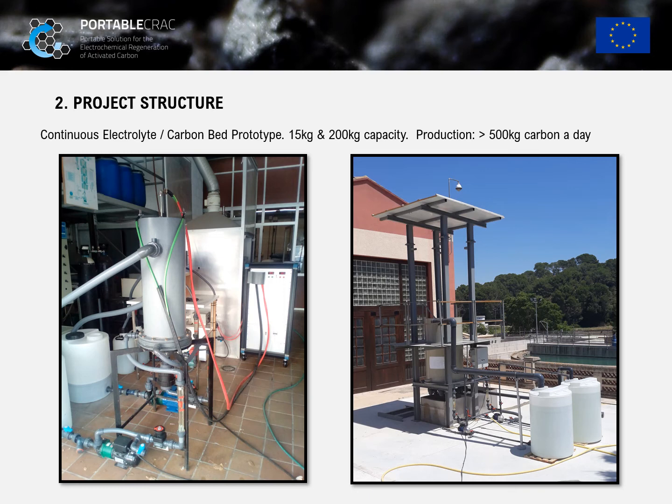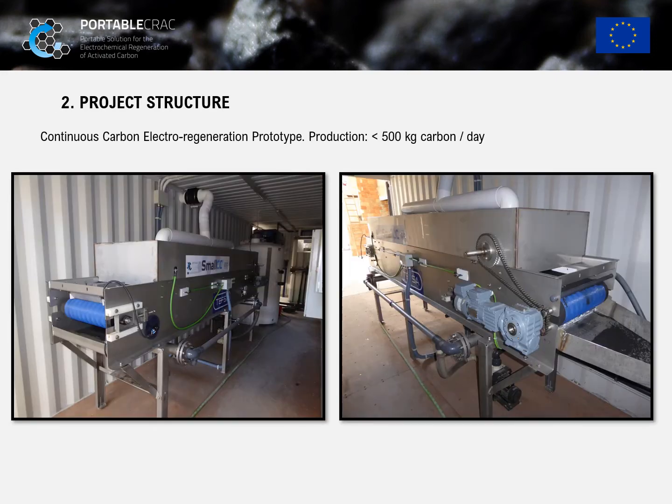As it can work in semi-continuous mode, it is able to regenerate more than 500 kilograms of carbon a day. The continuous carbon electro-regeneration prototype has been designed and constructed based on the principles of the electrical sludge dewatering technology using a belt press. It is placed in a container and can operate in continuous mode. It can treat up to 0.6 kilograms per minute, which is a total of 280 kilograms of carbon in a standard 8-hour shift.